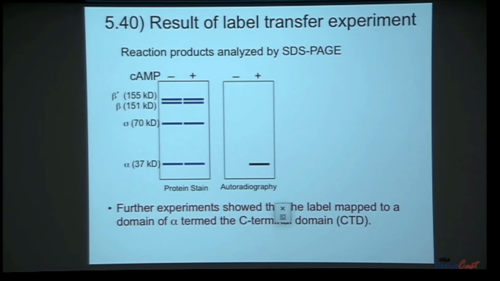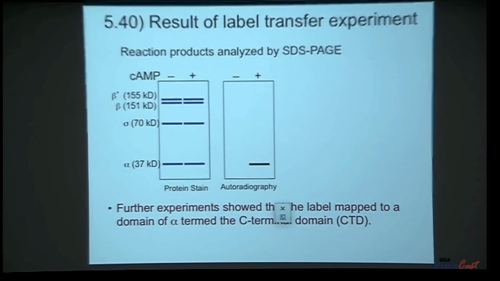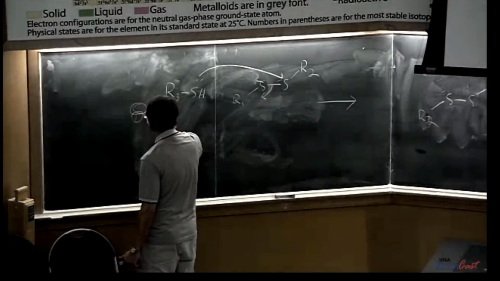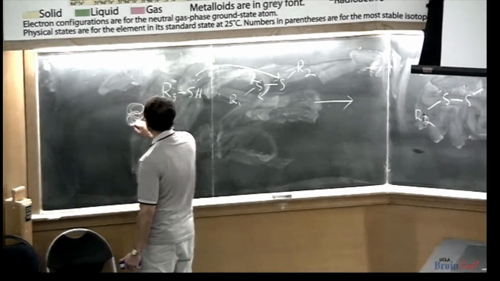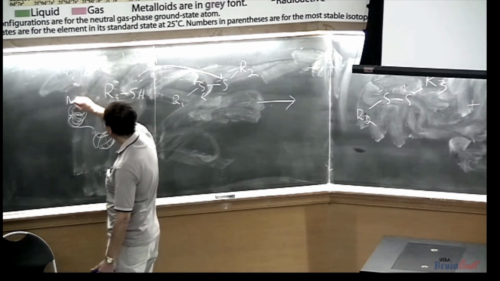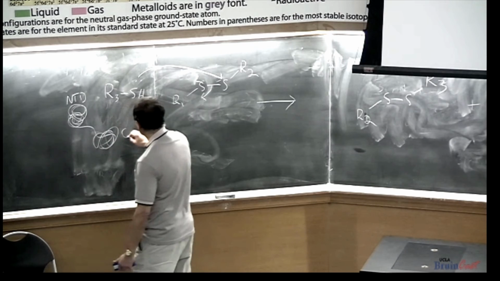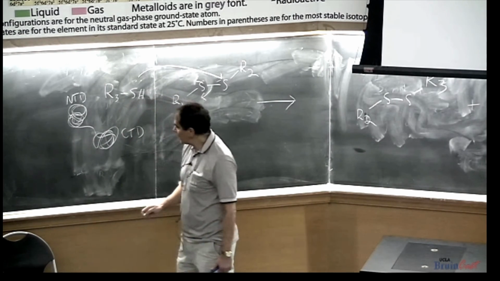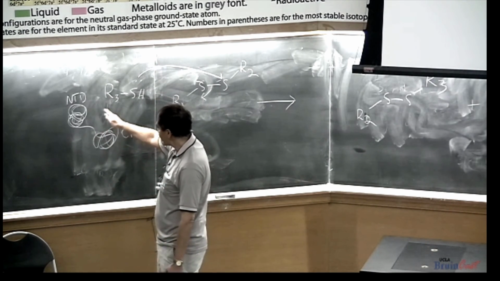So further experiments showed that the label didn't just go to any old part of the alpha subunit. It went to the C-terminal domain of the alpha subunit. So the alpha subunit actually contains two domains, two globular domains. Okay. We can imagine that it looks something like this, right? It contains an N-terminal domain and a C-terminal domain. And they're connected by a flexible linker.